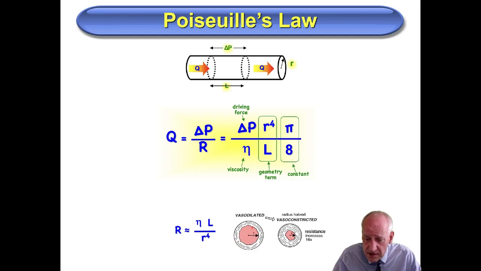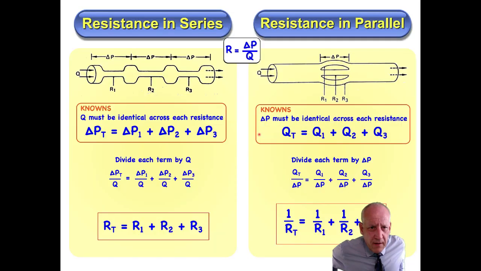Poiseuille's law tells us that if vasoconstriction results in a decrease of the lumen diameter to 1/2, the resistance will increase 16-fold. And this reflects the fourth power dependence of resistance on the radius. Well, let's consider resistances that are arranged in series versus those arranged in parallel.